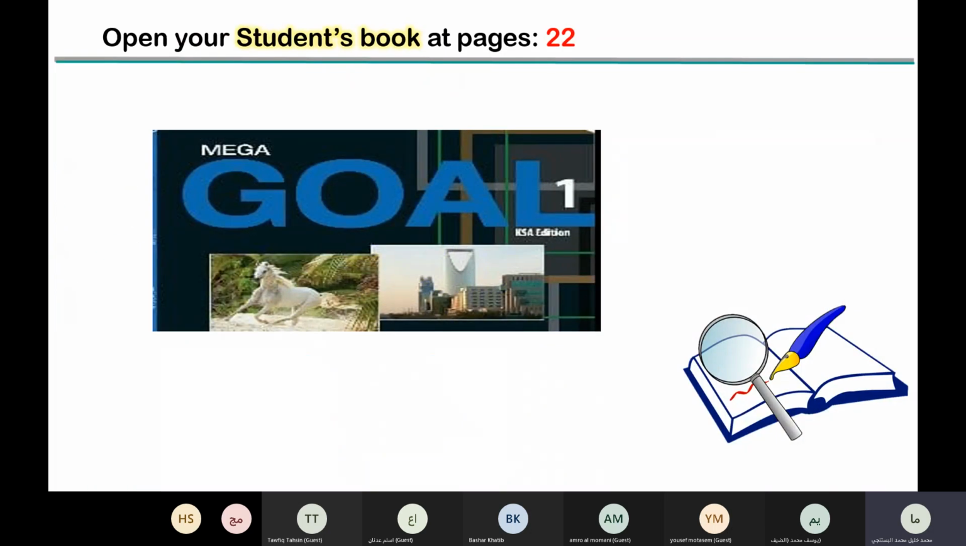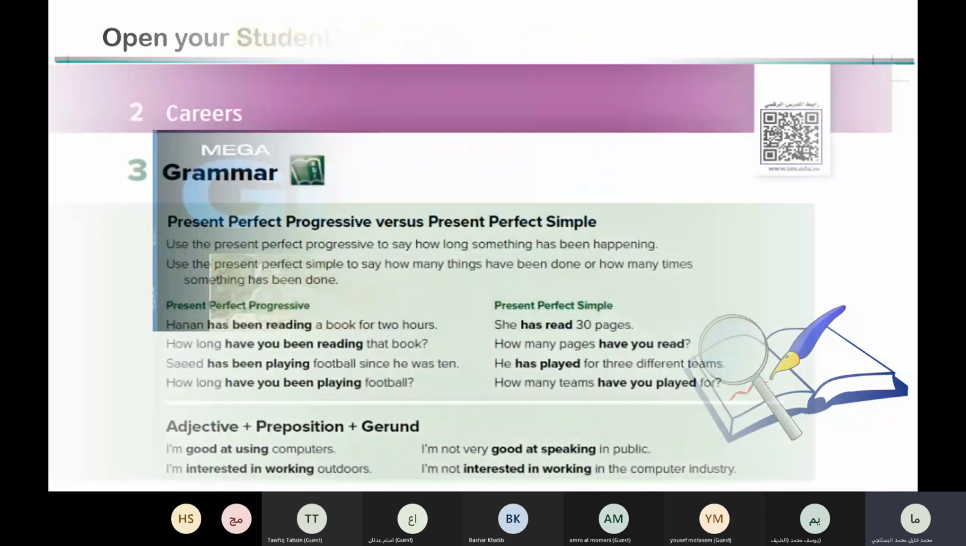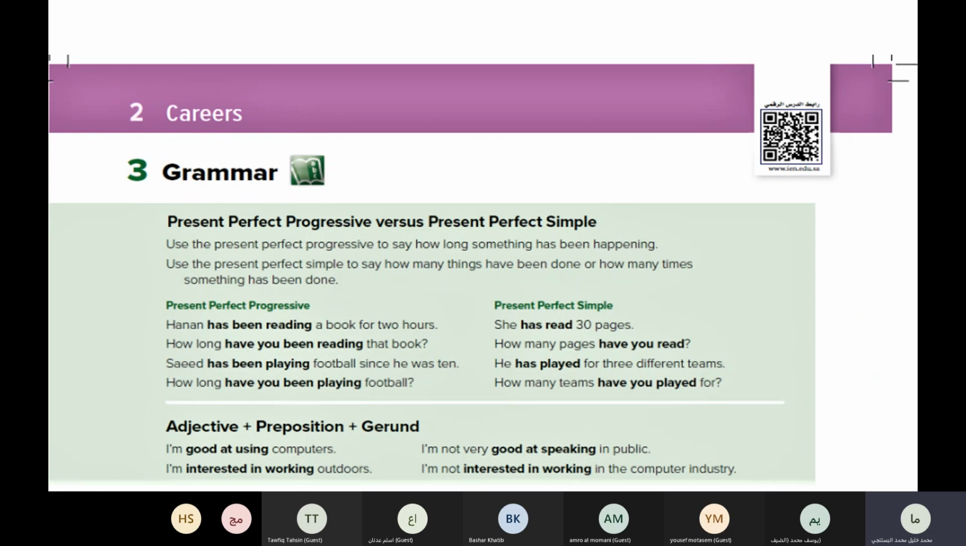Look at your books on page 22. Now, when we say present perfect progressive and the present perfect, it means what? Here we are going to show the difference between them. Who wants to read the definition? Yes. Read the definition. Present perfect progressive and present perfect simple. Use present perfect progressive to talk about an action or situation that has begun in the past and continued into the present.